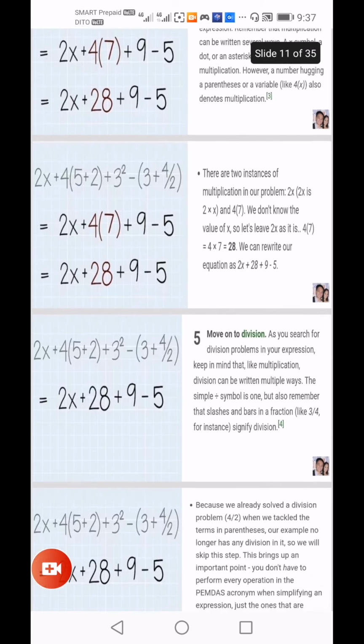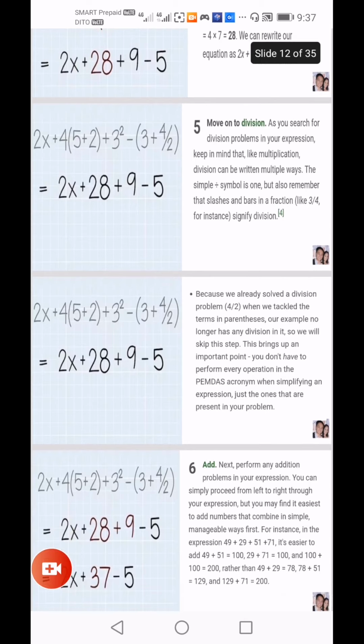There are two instances of multiplication in our problem: 2x, which is 2 times x, and 4 times 7. We don't know the value of x, so let's leave 2x as it is. 4 times 7 equals 28. We can rewrite our equation as 2x plus 28 plus 9 minus 5.